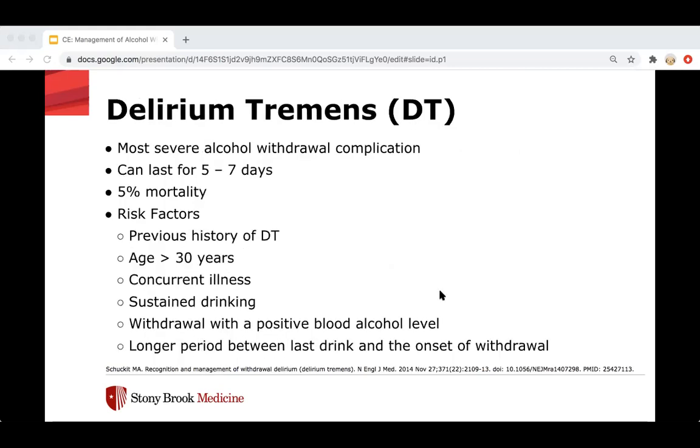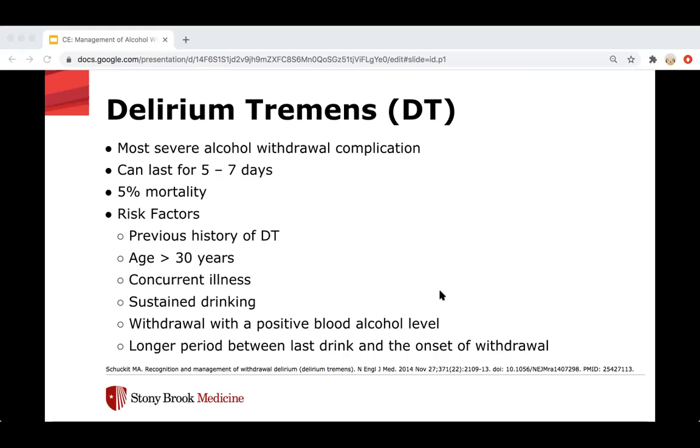So I just wanted to touch on delirium tremens a little more. Like I said, this is the most severe alcohol withdrawal complication. It can last for 5 to 7 days, and even with treatment, there's a 5% risk of mortality. Risk factors for developing this depend on whether they've had a previous history of delirium tremens, if they're older than 30, if they have concurrent illnesses, sustained drinking, withdrawal with a positive blood alcohol level, or if there's been a longer period between their last drink and the onset of withdrawal.